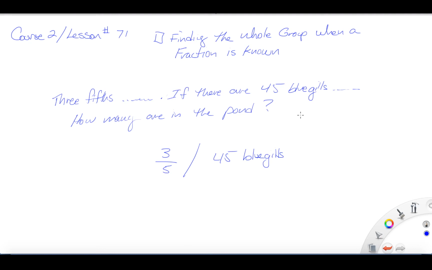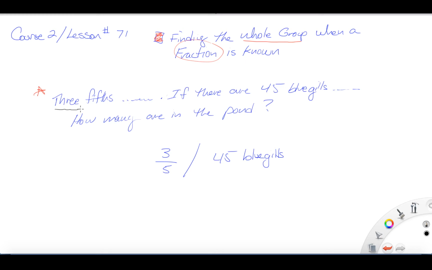Saxon Math Course 2. We're in Lesson 71, and we're going to be looking at the lesson that deals with finding the whole group when a fraction is known. Okay, so this is going to take us a little work because usually they come in the form of word problems, and some people like word problems, some people don't. So I've shortened the word problem that you find on page 502, which says this: 3/5 of the fish in the pond are bluegills. If there are 45 bluegills in the pond, how many fish are in the pond?